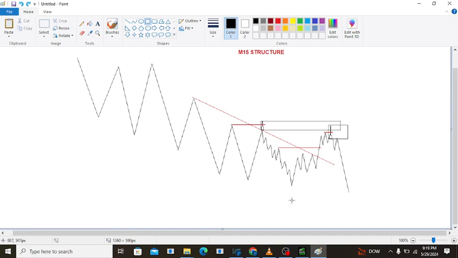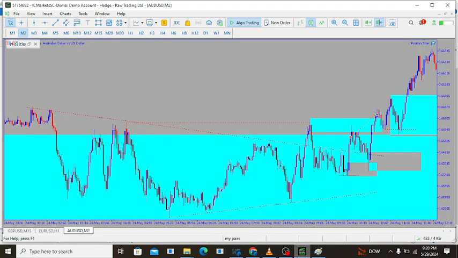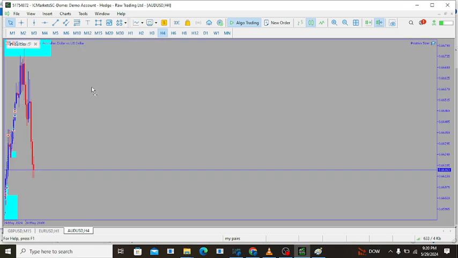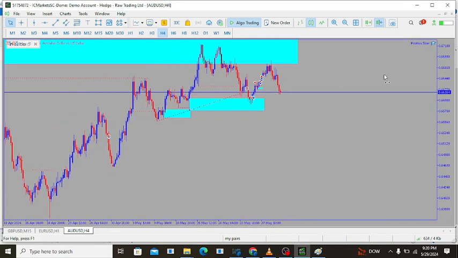Relative high time frame structure. When I'm saying relative, it doesn't need to be 4 hours or daily. M15, M5 structure. After the price taps here, I go to M1. So I cannot be looking for buys here. You see.